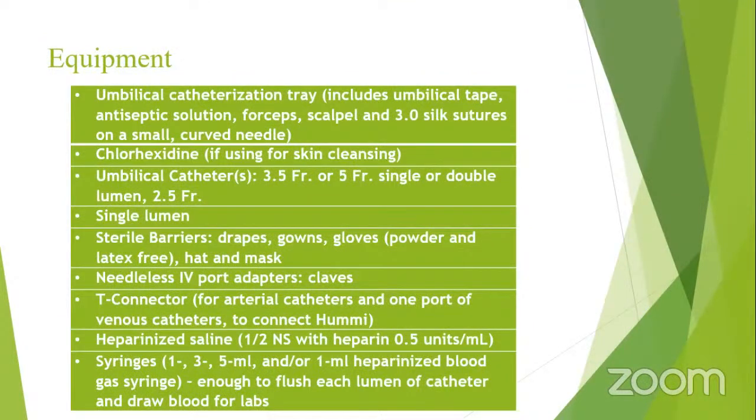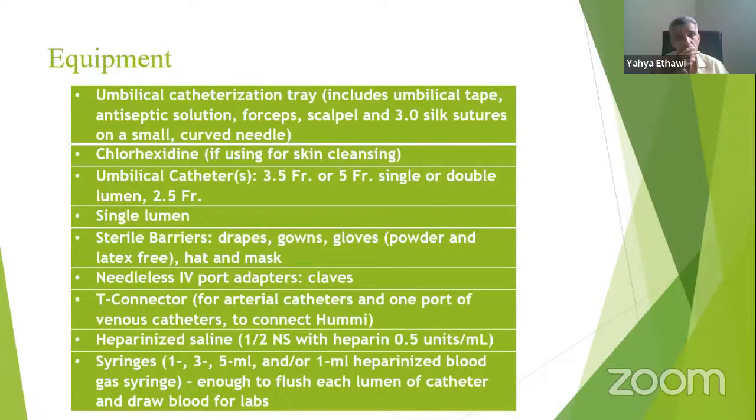Umbilical catheterization tray includes umbilical cap, antiseptic solution, forceps, scalpel, and 3 silk suture on a small curved needle. Chlorhexidine if using for skin cleansing. Usually we don't use chlorhexidine for babies below 1,500 grams, so we need to be careful because you can burn the skin.